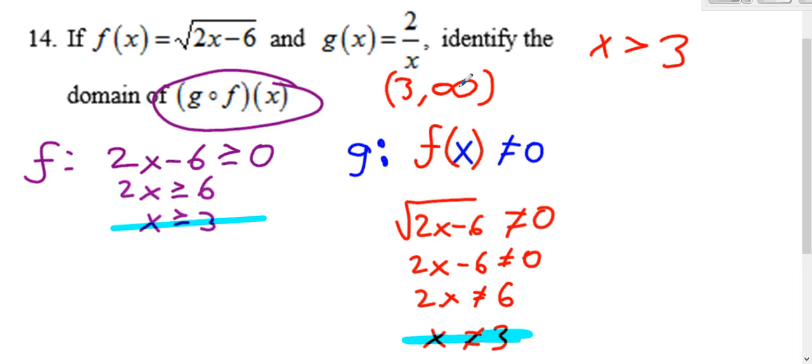So again, for these, you start with the restriction on F because that's where you plug into first. Then you look at G, and you get the restriction on G, but you change X to F of X. So you get your restriction on G, and then you change X to F of X and solve that new equation. Put both of those restrictions together, that's your final domain.